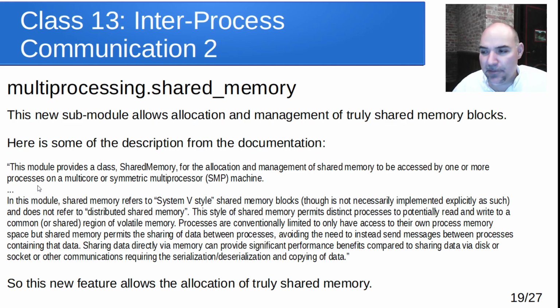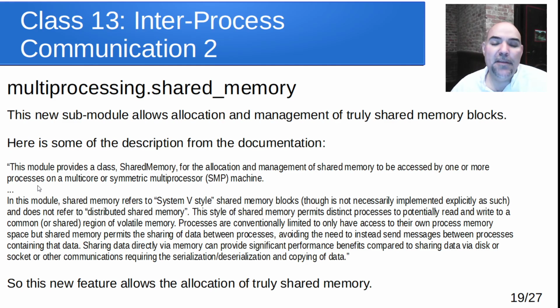Let me finish reading it and then we'll talk about it. It says, this style of shared memory permits distinct processes to potentially read and write to a common or shared region of volatile memory. In other words, RAM. Processes are conventionally limited to only have access to their own process memory space, but shared memory permits the sharing of data between processes, avoiding the need to instead send messages between processes containing that data. Sharing data directly via memory can provide significant performance benefits compared to sharing data via disk or socket or other communications requiring the serialization, deserialization, and copying of data.